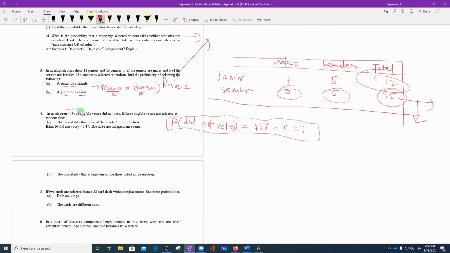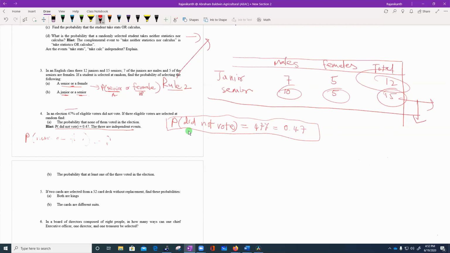Now, what is the question? You see, now you have a hint here. The probability of did not vote is 0.47. That is the one I explained here because of the given information. Now, what was the first part? The probability that none of them voted in the election. What does that mean? You need to figure out the probability that none of them voted. That means how many people we choose? We choose three. All three did not vote.